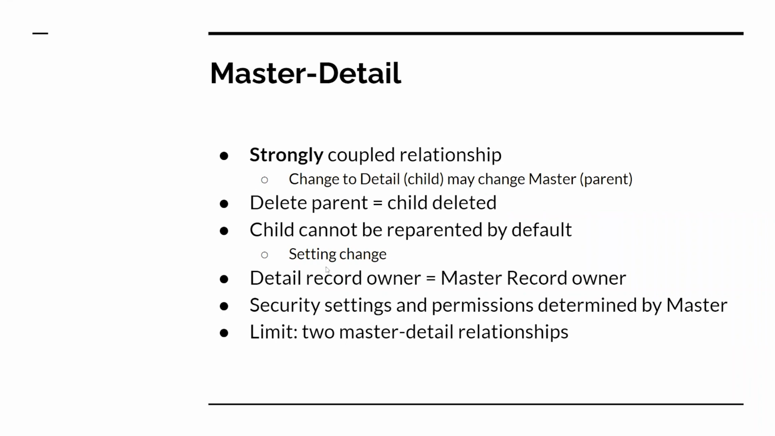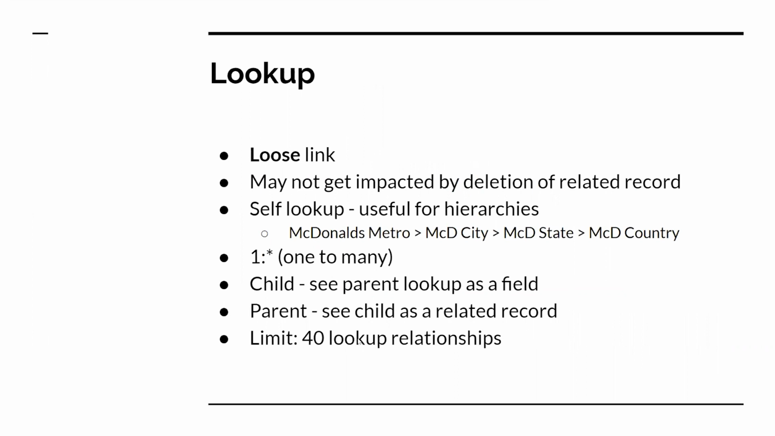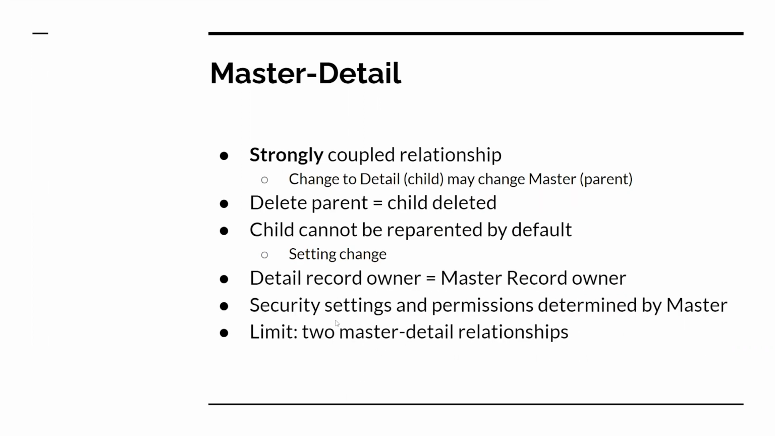So with that, because the master sets the record ownership, this is going to impact your security settings and your permissions. Whatever permissions you have on that master, you'll have the same permissions down on the child. So if you can see the master, you can see the detail. If you can't see the master, you can't see the detail. And then one big limitation here: only 2 master detail relationships per object. So remember, 40 with lookup, 2 with master detail. This is one of the other reasons you're going to be seeing a lot more lookup relationships, because you can quite quickly run out of the ability to make additional master detail relationships.